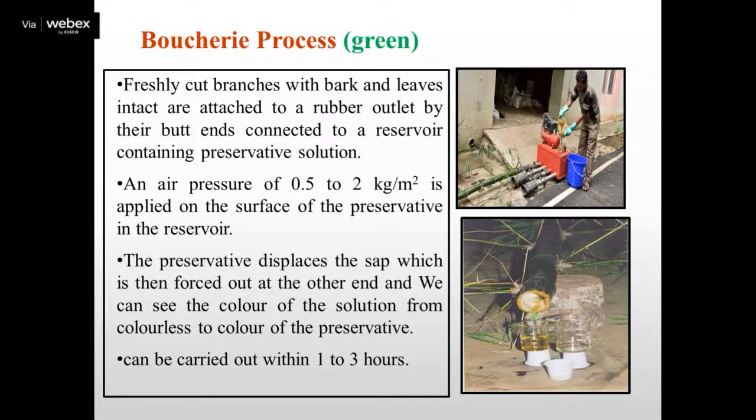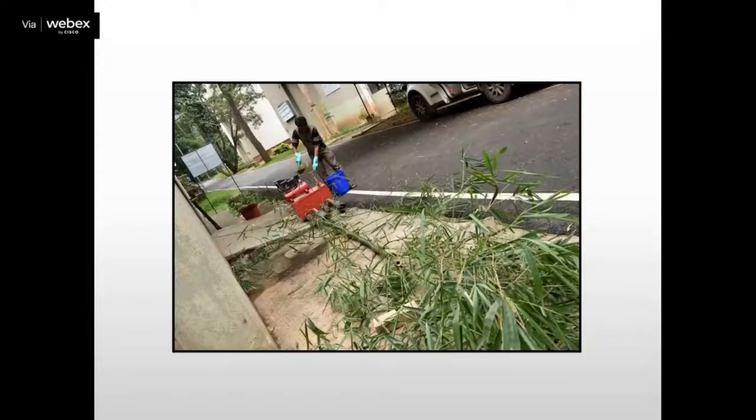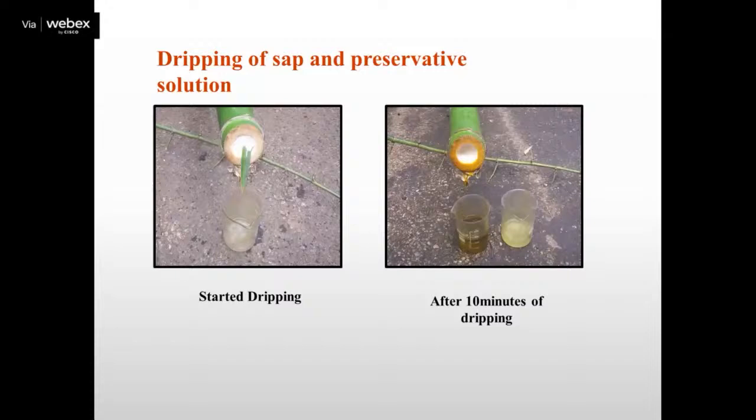It is then forced out at the other end, and we can see the color of the solution changing from colorless to the color of the preservative. So it can be carried out within 1 to 3 hours. This is the process that has to be carried out along with the branches. And as we can see, after some time of dripping of the sap and preservative solution, we can see the change of color from the colorless sap to the color of our preservative.